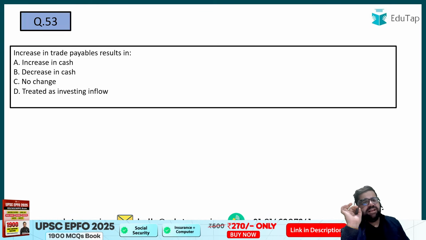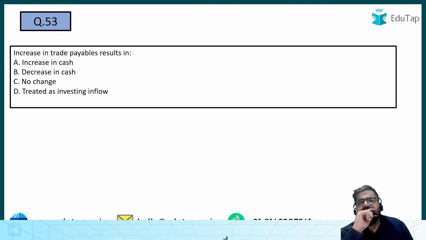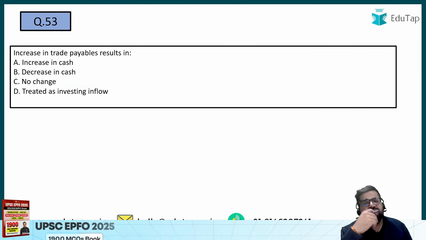Question number 53. This is quite confusing, try to answer it. Increase in trade payable will result in what? If you increase trade payables, what is the result going to be?